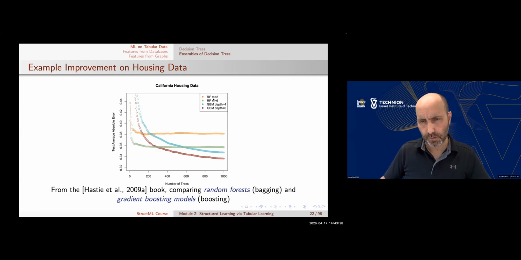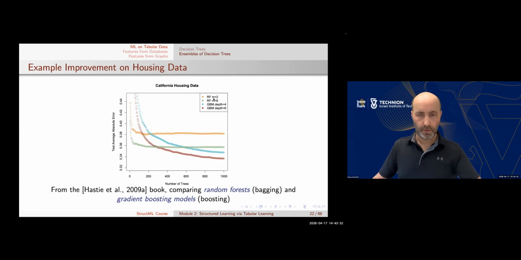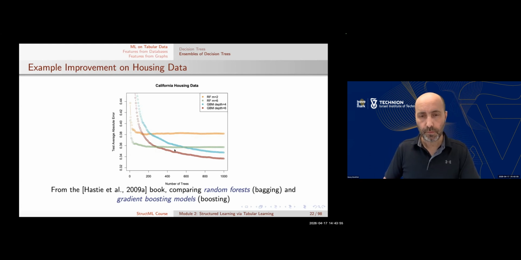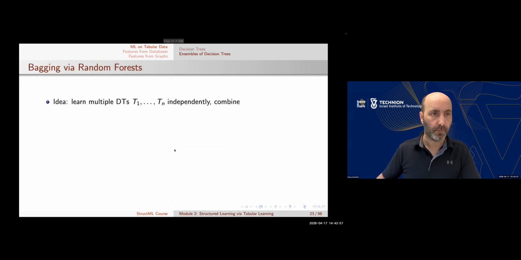For the random forest, they use a different M. We'll see what M refers to next. And with GBM, they use the depth of the tree. So these are the hyperparameters. So you see that the more trees you use, generally you get to improve. But in some models, the improvement stops earlier than in others. Okay, so you can get an intuition of how using more trees is helpful.